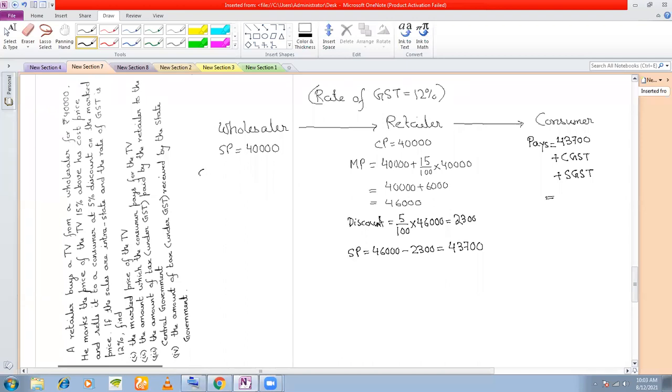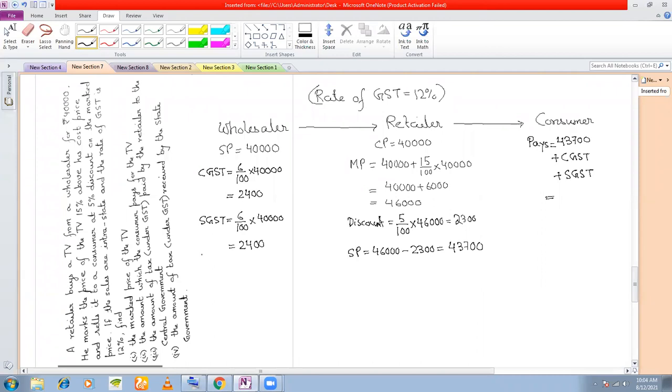So for the wholesaler, since we don't know from whom the wholesaler is buying, we'll simply calculate his CGST. 6% of 40,000, which comes to 2,400. Similarly, SGST is also 6% of 40,000, which is 2,400. So this is the wholesaler's CGST and SGST.